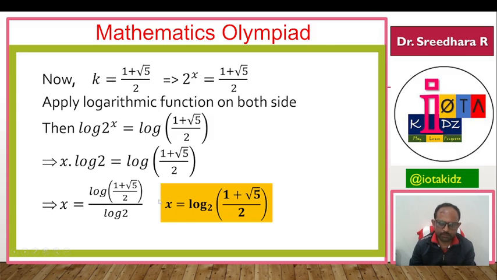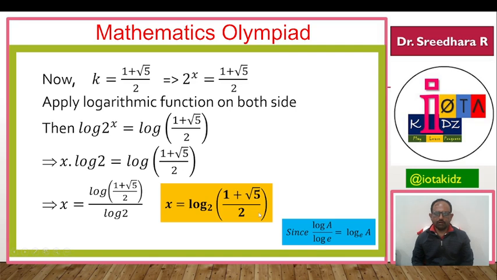So this is one of the properties. Let me show you the property. Since log of any function, suppose a, divided by log of e, we can write as log a with base e. So the same formula applies here. Now we have the x value. So x is log of 1 plus root 5 whole divided by 2 with base e is the solution for x.